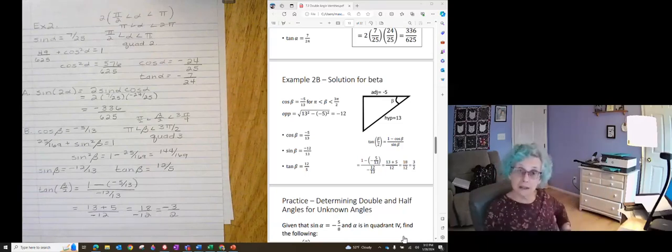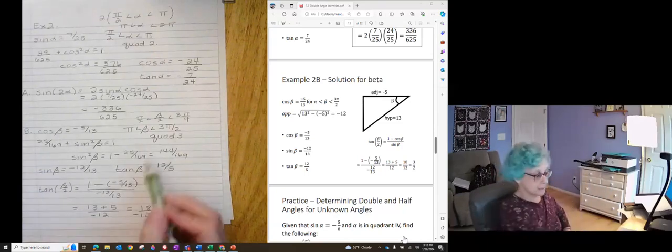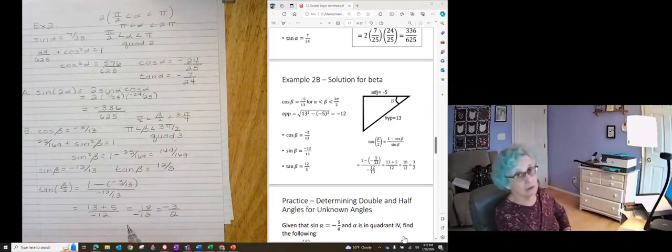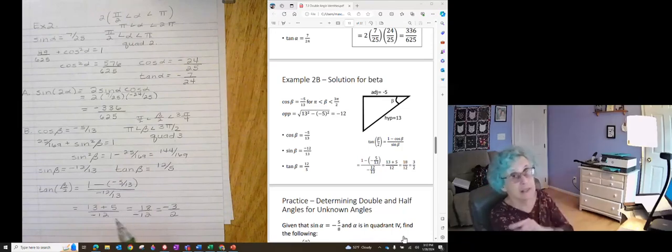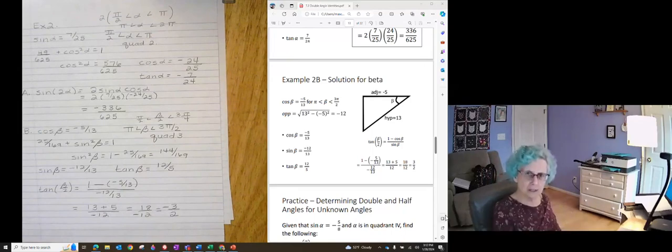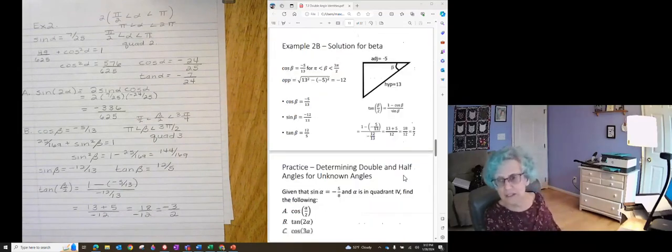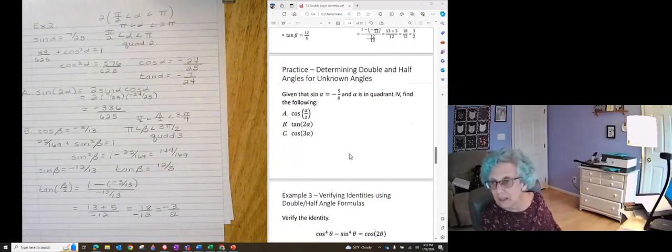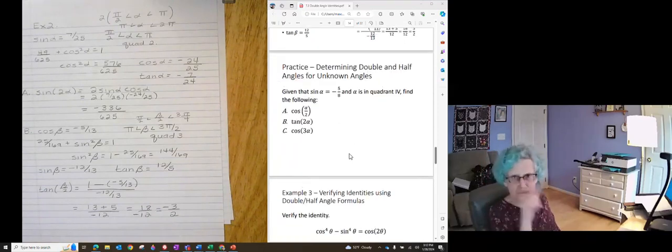See, it's a good thing I did that error checking that told me that beta over 2 needed to be in quadrant number 2, so tangent needed to be negative. Always do that error checking. You never know what you'll find. So, practice and do that error checking. Make sure you got them right.